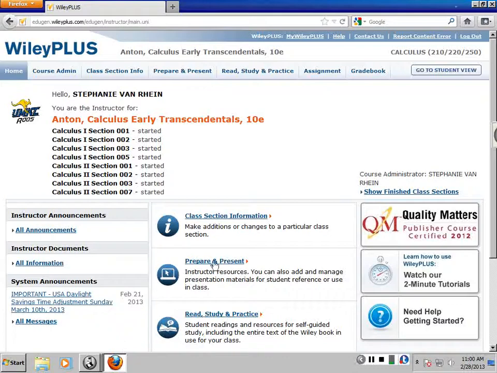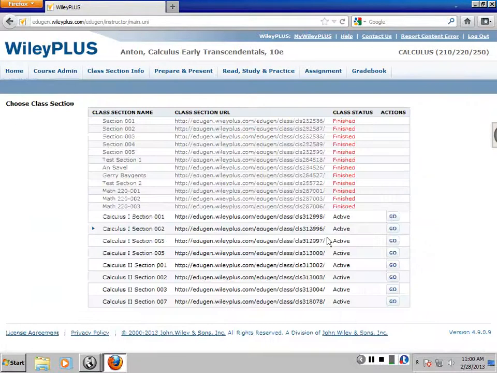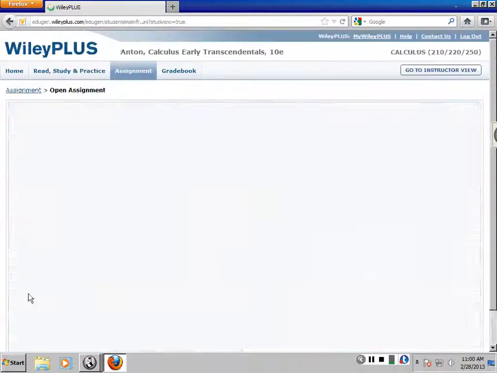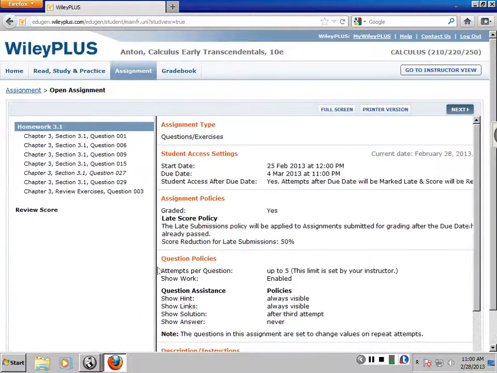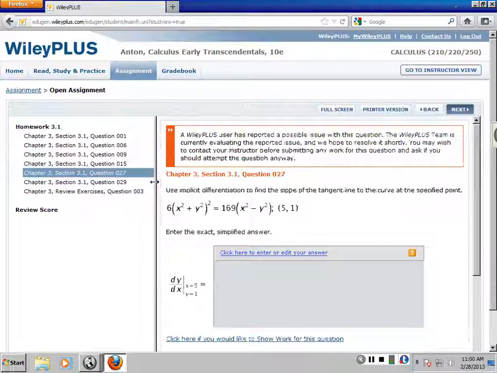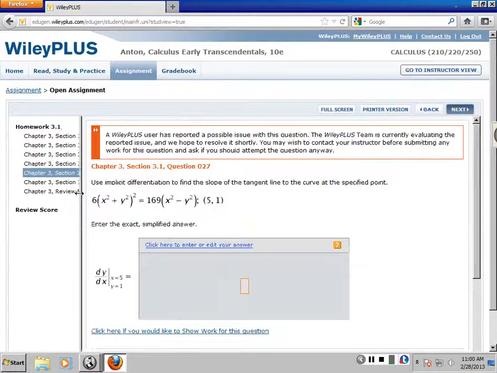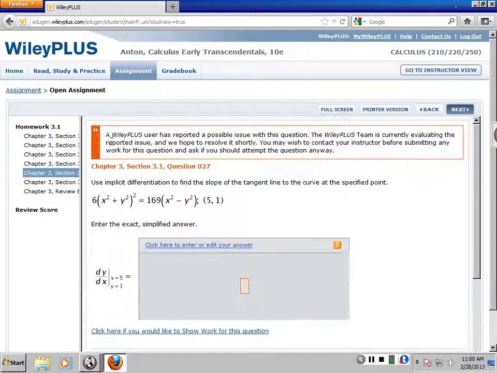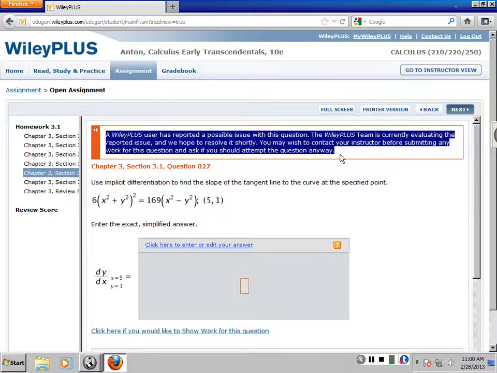Okay, question on Wiley on 3.1. What problem? 27. Problem 27 has an error. If you have the point (2, 1) and you get minus 2 over 11, Wiley counts it wrong, and if you show solution, it's actually the right solution. So if you go through and do it correctly, Wiley is attempting to fix their coding error.